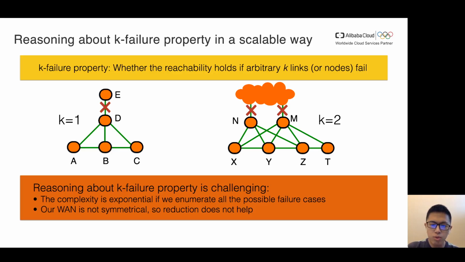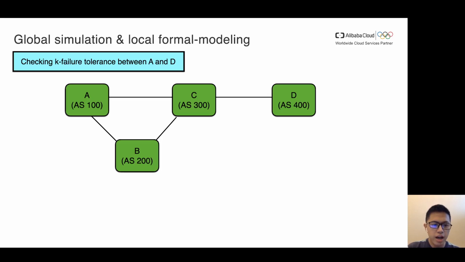Now let me show you how we design our verification algorithm for k-failure property reasoning. The key design for scalability is a global simulation and local formal modeling approach to reason about reachability. Let me show you one simple example. In this example, we have 4 routers, A, B, C, and D. Each of them belongs to a different AS domain.